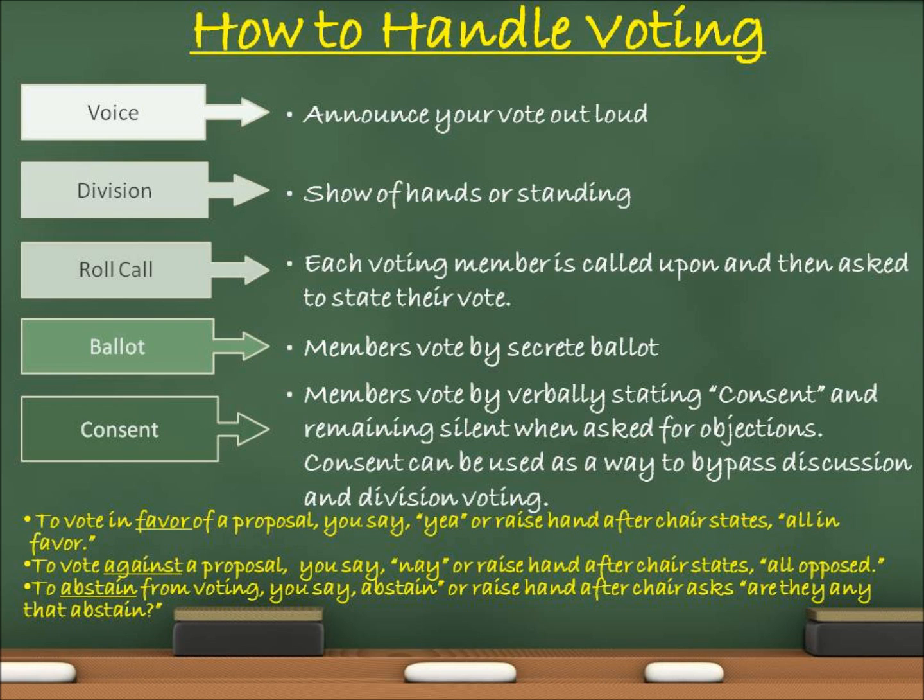Finally, another way to handle voting is by consent. Members vote by verbally stating consent and remaining silent when asked for objections. Consent can be used as a way to bypass discussion and division voting. To vote in favor of a proposal, you say yay or raise hand after chair states all in favor. To vote against a proposal, you say nay or raise hand after chair states all opposed. To abstain from voting, you say abstain or raise hand after chair asks, are there any that abstain?